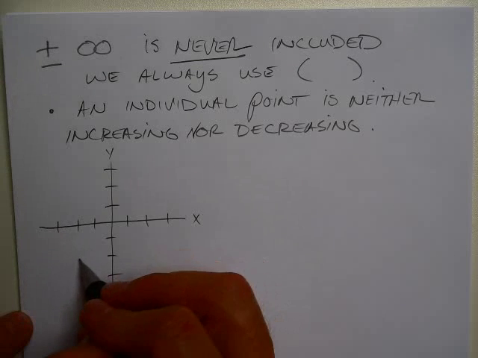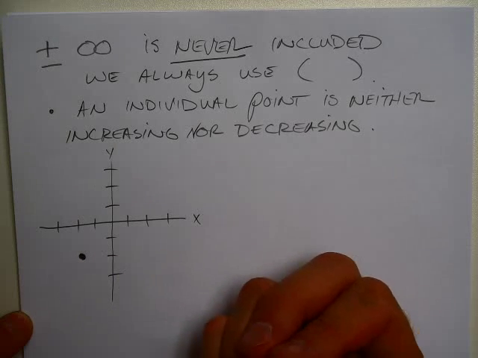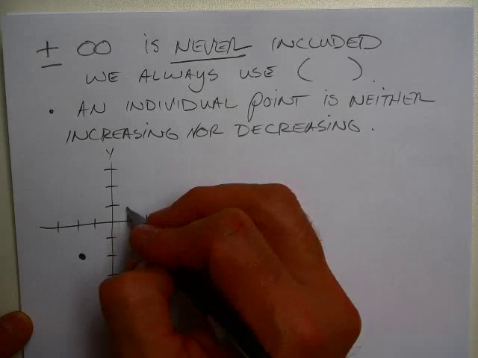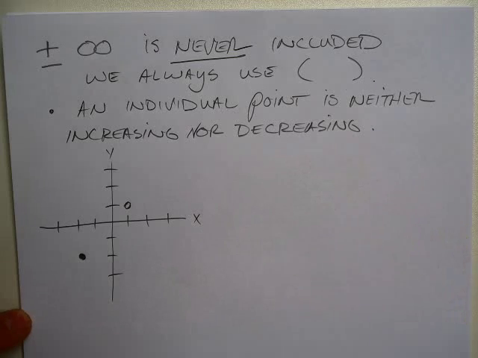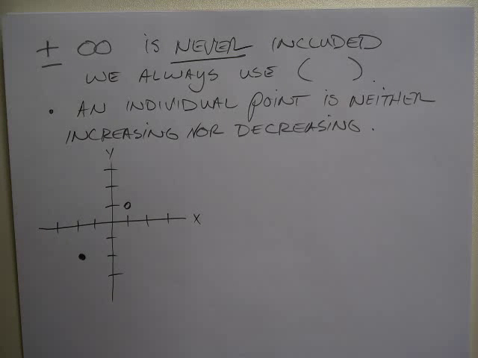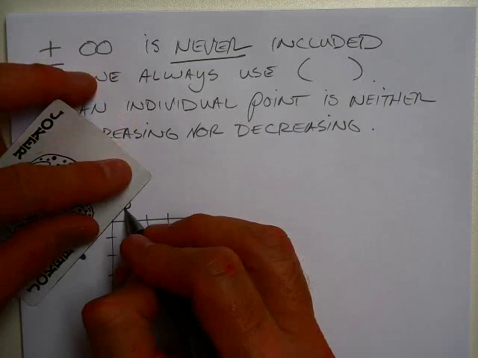And let's say I've got a point here at -2, -2. And I've got a point here that's not really a point, it's an open circle at 1, 1. And I'm going to connect those two with a line.